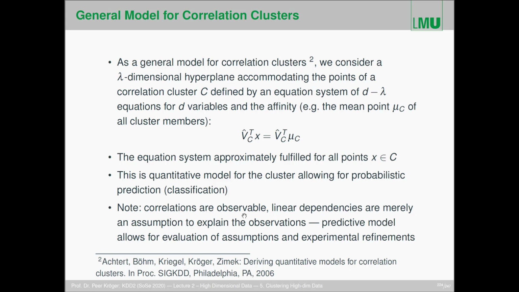Yeah, that's it. So the predictive model allows for the evaluation of this assumption and some experimental refinements. So the assumption would be there are some correlations. We apply this model here as a predictive model, and then we can try to evaluate this predictive model in order to check our assumption, whether or not the assumption of the correlation was true, and probably refine experiments later on. Yeah?